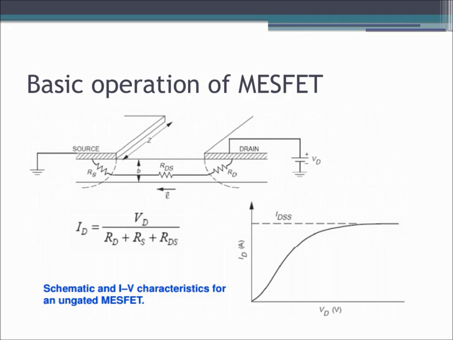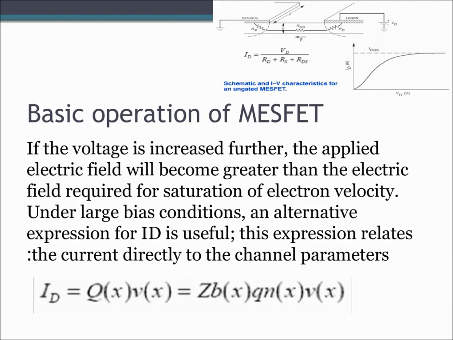In the basic operation of MESFETs, if the voltage increases further, the applied electric field will become greater than the electric field required for saturation of electron velocity. Under large bias conditions, an alternative expression for ID is useful. This expression relates the current directly to the channel parameters, as we can see here in the equation.